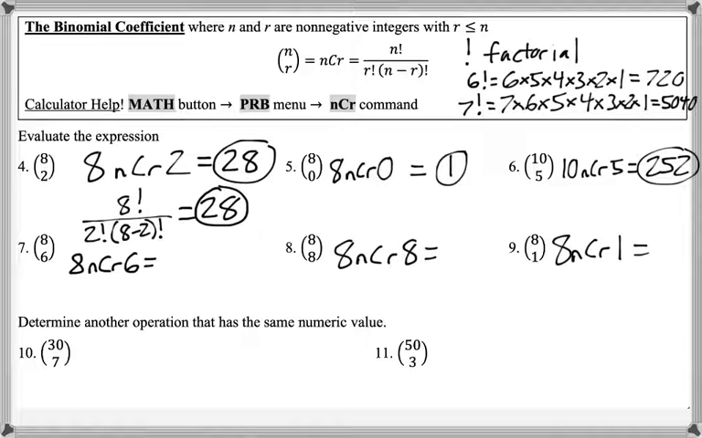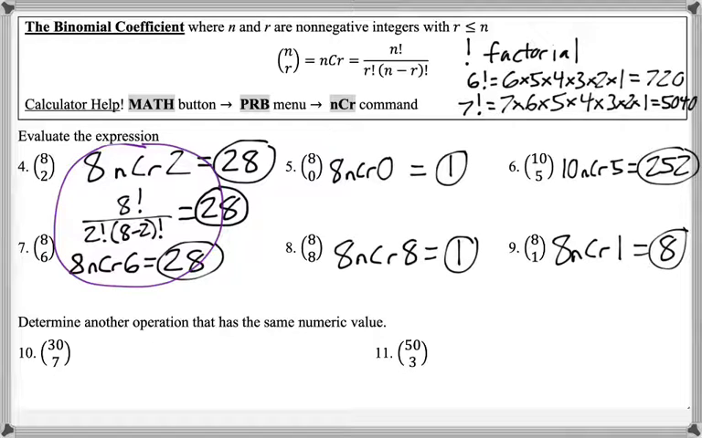Let's complete the next three questions, and then I want to talk about some patterns that we're going to see. So 8 nCr 6 is going to be 28. 8 nCr 8 is going to be 1. And 8 nCr 1 is going to be 8. So if we look at 8 nCr 2 and 8 nCr 6, they both have the same value. They're both equal to 28.